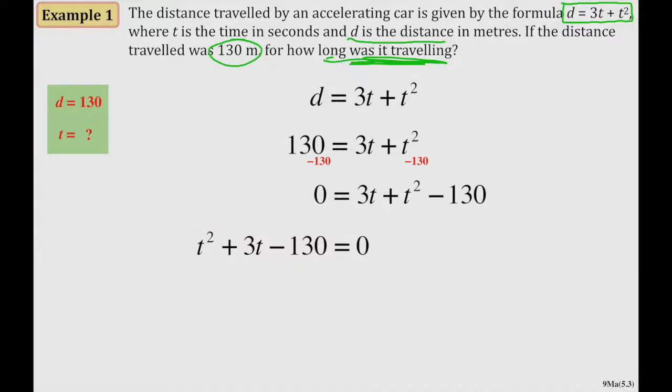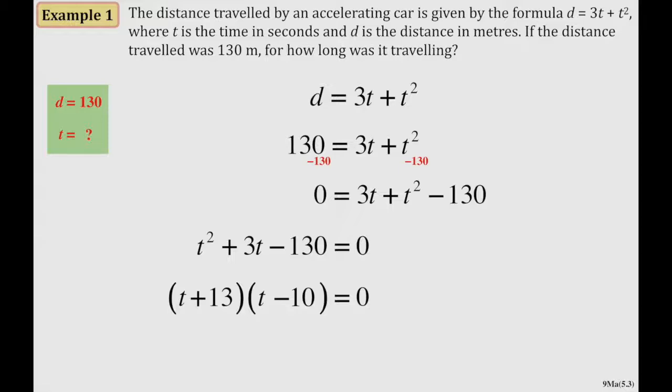Now this is a simple one. It's a monic quadratic trinomial. We need two numbers that multiply to give minus 130 and add to give 3. Well, what are those two numbers? Those two numbers are going to be plus 13 and minus 10. Let's just double check that. Plus 13 and negative 10. They multiply together to give minus 130, so that's correct. And they add together to give 3. That's also correct. They multiply to give minus 130. They add to give plus 3. So they're the numbers we're looking for.